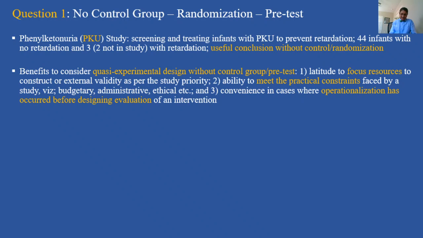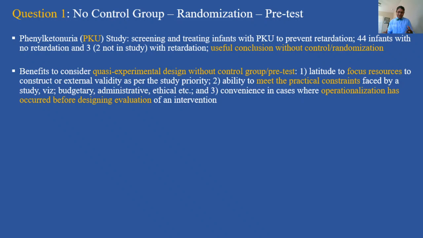This is one of the rare examples. It's not the norm actually, to have such results without a control. So, what are the benefits of having a quasi-experimental design without a control group or a pretest? So the benefits are, the first one is that it allows for directing the resources to be allocated to match the study focus.